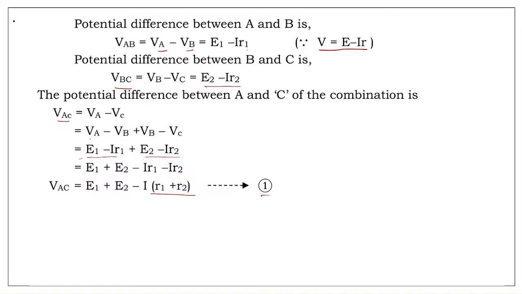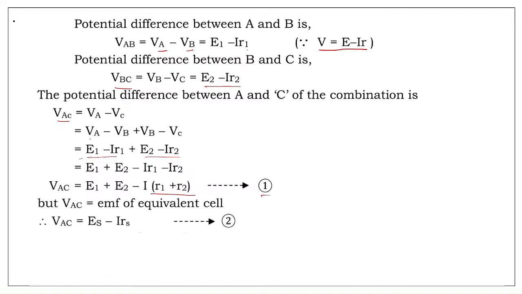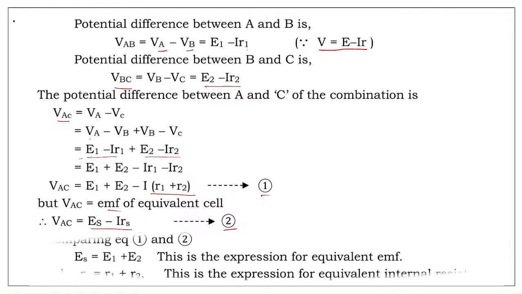Mark as equation 1. But VAC is equal to the EMF of the equivalent cell, VAC is equal to ES minus I RS. Mark as equation 2. On comparing equations 1 and 2, ES is equal to E1 plus E2. This is the expression for equivalent EMF. RS is equal to R1 plus R2. This is the expression for equivalent internal resistance.